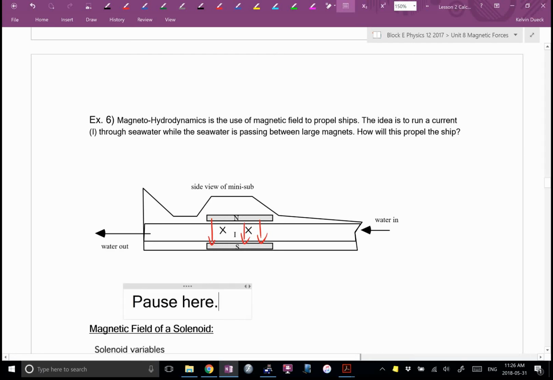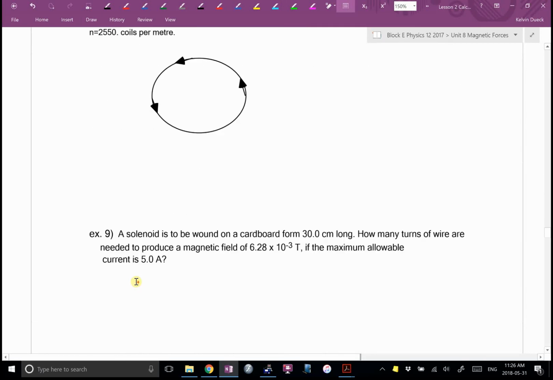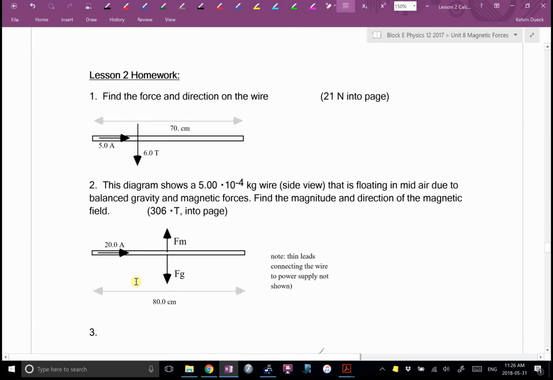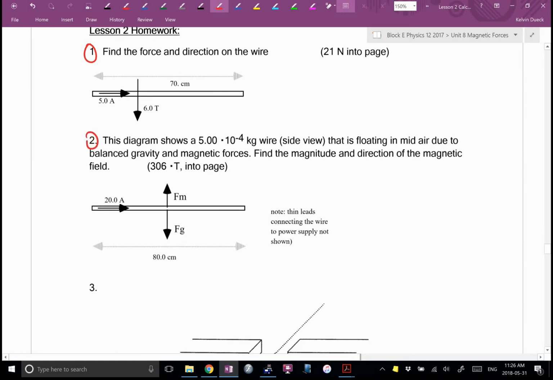Questions that you can start right now. You can try number 1. You can try number 2. Now, in number 2, it's saying that this object is floating in midair. What that really means is that the magnetic force is exactly canceling out gravity. And you know what? Since we're on Earth, we can use little m, little g. That's where you're going to start with.